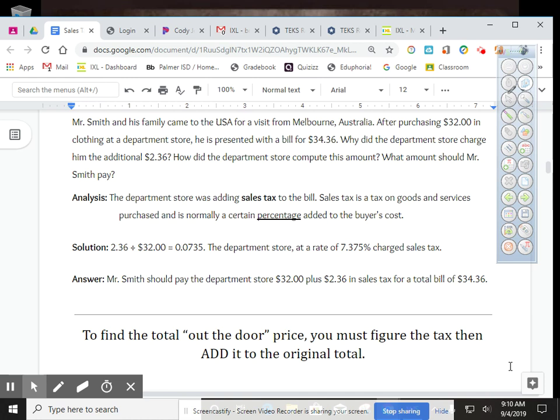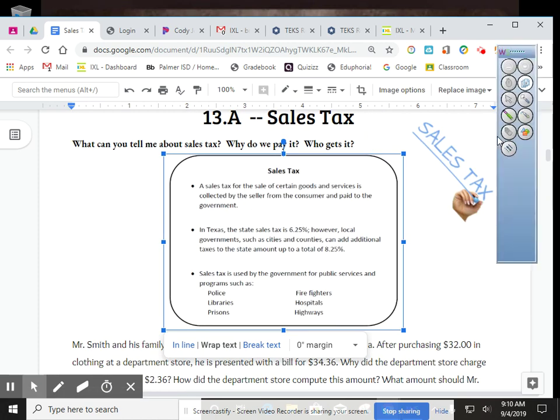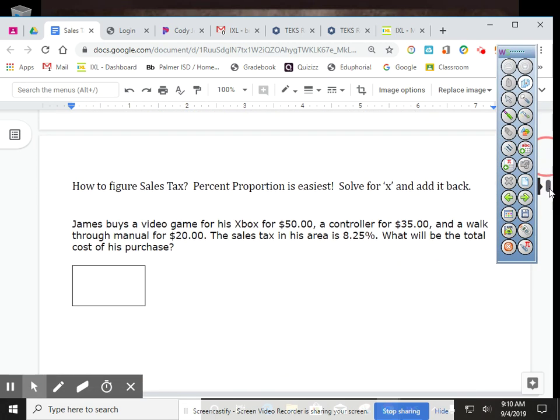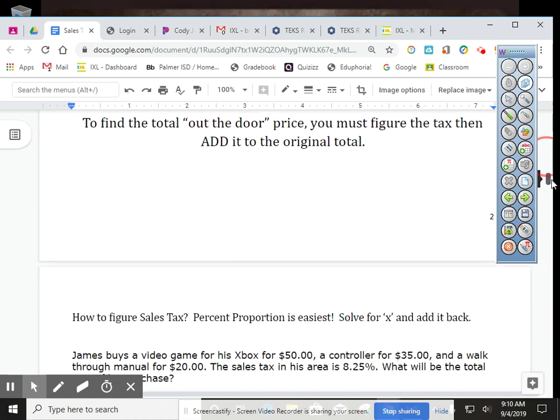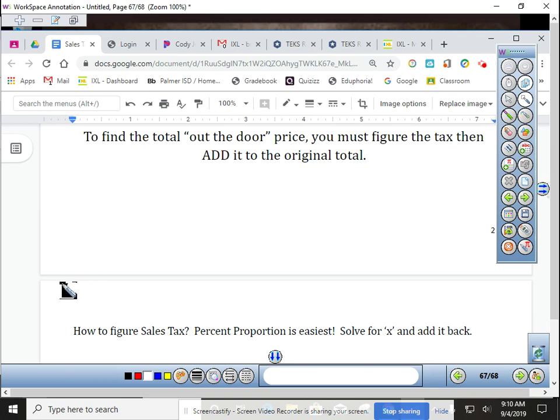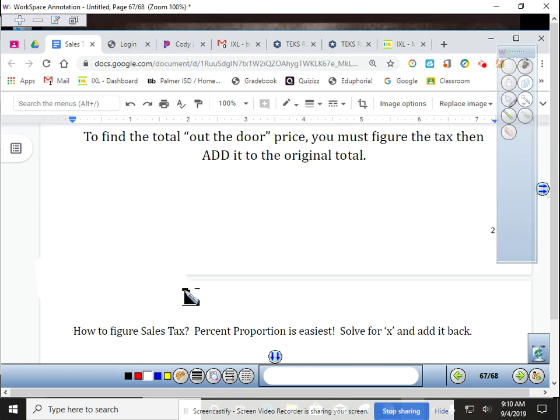The main problem I find that people run into is when you're figuring sales tax and it asks you what is the total price, you don't add it back, okay? Sometimes they'll ask you what is the tax. So we're gonna kind of practice both ways. So I like to use the word out the door. What is the total? Find the total out the door price. Okay, you must figure the sales tax and then add it back.